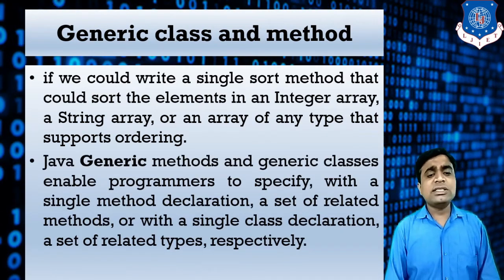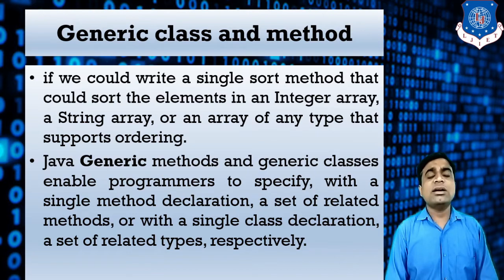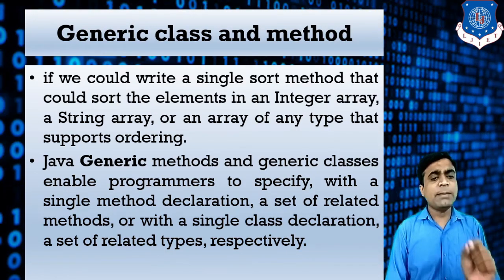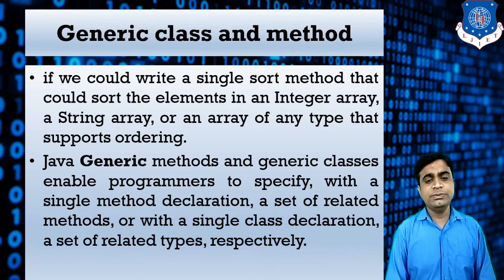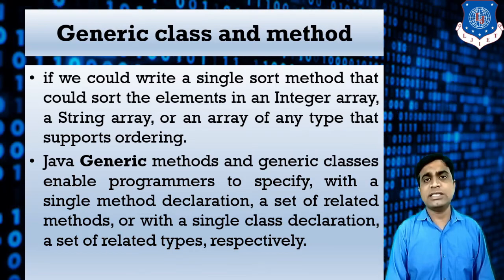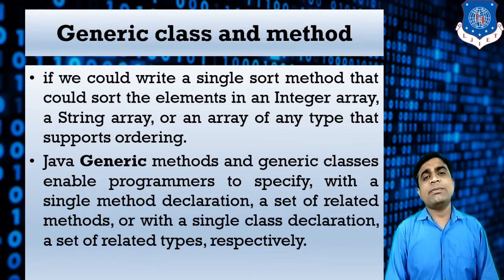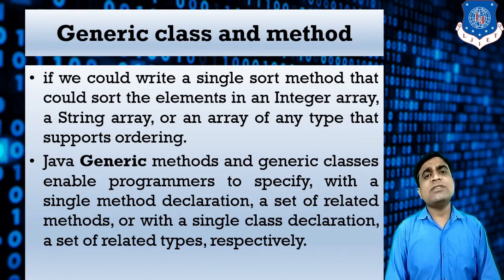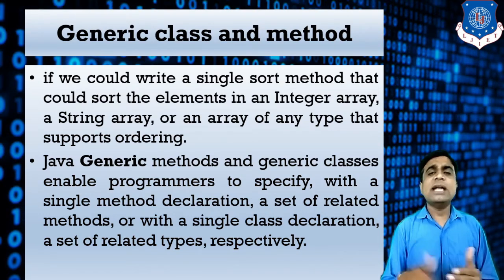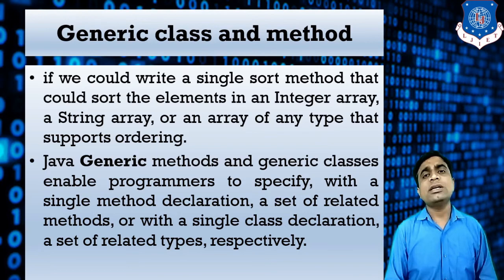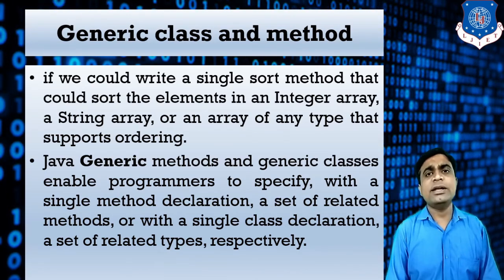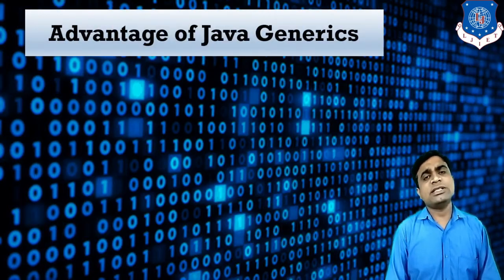Next, Java generic methods and generic classes enable a programmer to specify, with a single method declaration, a set of related methods, or with a single class declaration, a set of related types, respectively. So that's why we are using generics. We create one single class and single method, and we use that class and method for different data types.